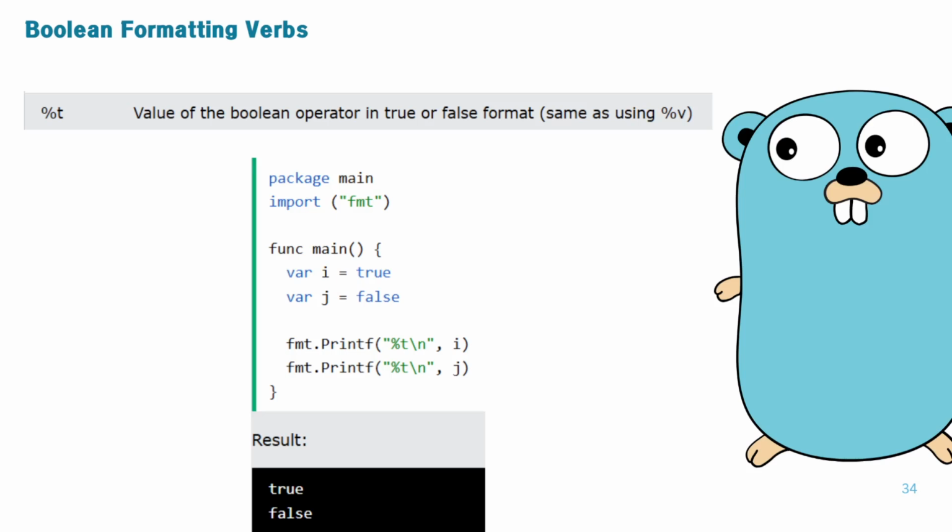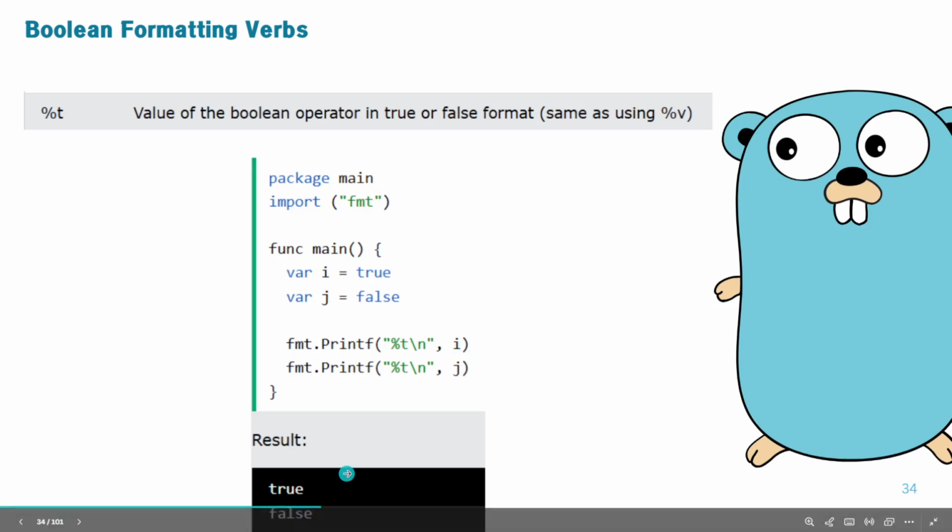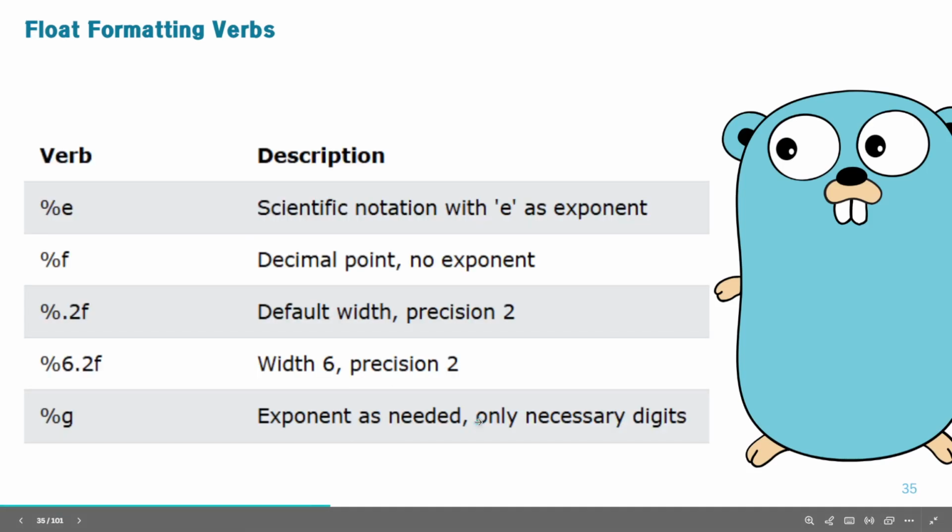Then we have the boolean formatting verb, which is %t. The value of a boolean operator is true or false, so it is simple. As you can see, we have just declared two variables with true and false, and when we are printing them, we are getting true and false.